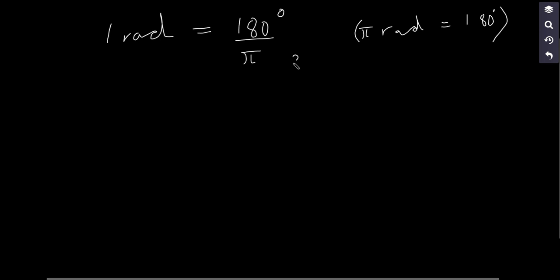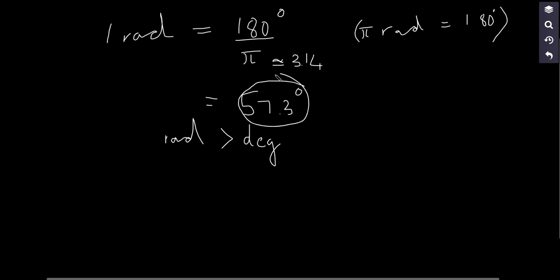Now pi value is almost equal to 3.14. So when you divide 180 by 3.14, you will get 57.3 degrees approx. You should always remember that radian is always a bigger unit than degree. You already got this. 1 rad is equal to 57.3 degrees.